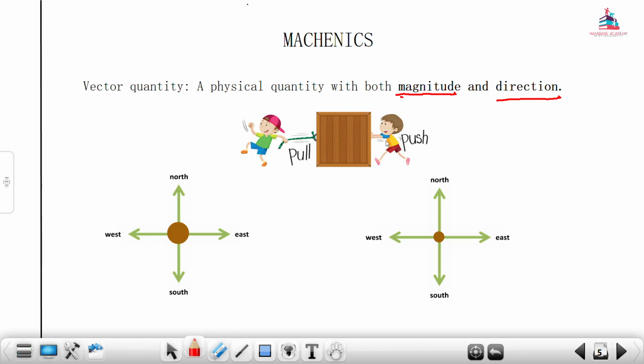So I made an example of two boys. One boy is pulling and the other boy is pushing. So can you see direction? Yes, we do see direction. They are pushing in this direction.